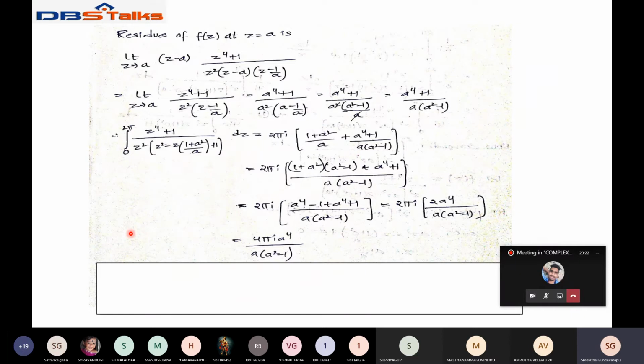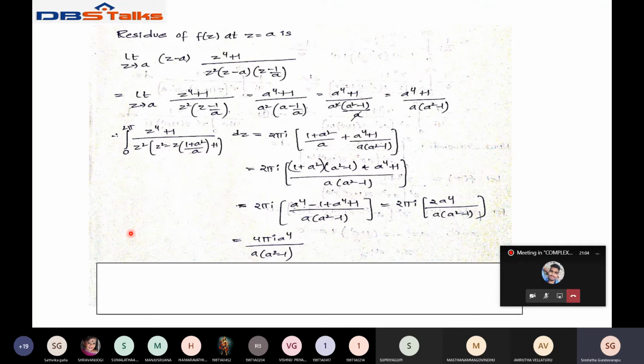Next pole is z equal to a. This is also inside the circle. Now the residue of f of z at z equal to a is limit z tends to a, z minus a into f of z. F of z is z power 4 plus 1 by z square into z minus a, z minus 1 by a. That equals limit z tends to a. After cancellation, z equal to a is a simple pole. So limit z tends to a, z power 4 plus 1 by z square into z minus 1 by a. Then substitute z equal to a, we get a power 4 plus 1 by a into a square minus 1.